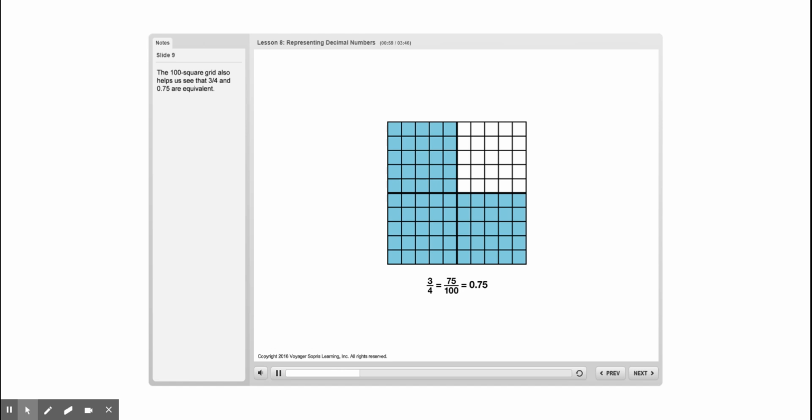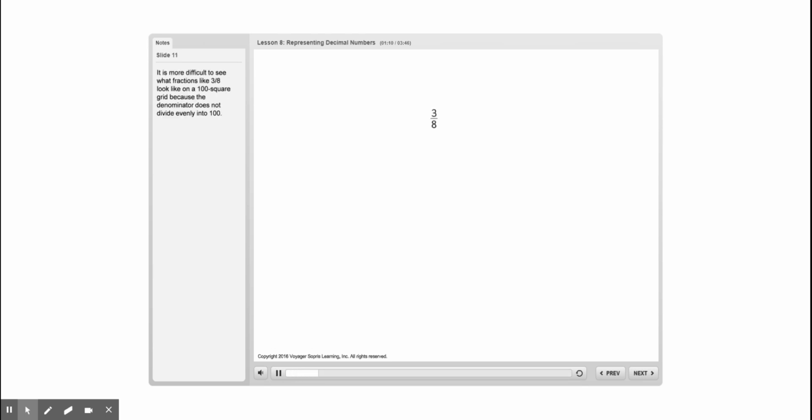The 100 square grid also helps us see that 3/4 and 75 hundredths are equivalent. We see that 3/4 of the grid is shaded. It is more difficult to see what fractions like 3/8 look like on a 100 square grid because the denominator does not divide evenly into 100.